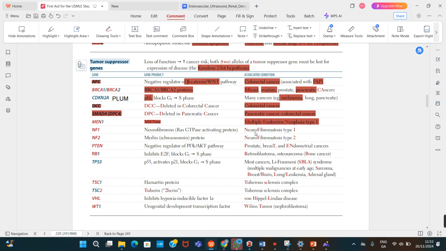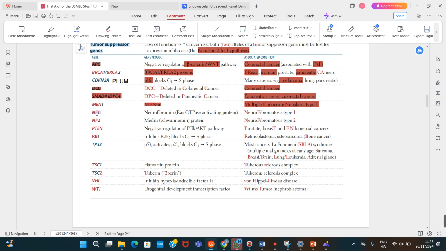Overactivation. What's the word? Oncogene. Gain of function mutation. So anybody with RET gain of function mutation develops MEN2A and MEN2B, while anybody with MEN loss of function mutation will develop MEN1.